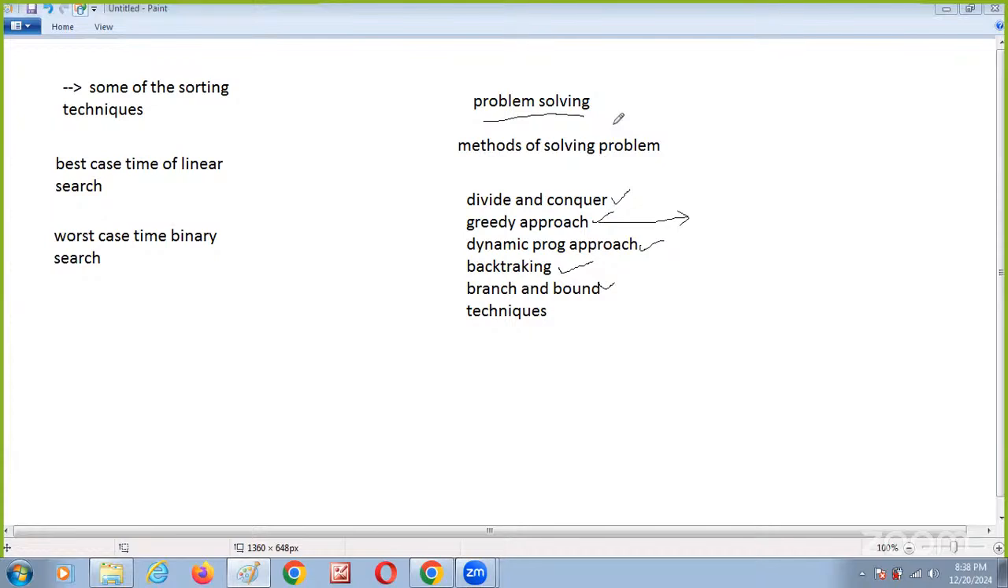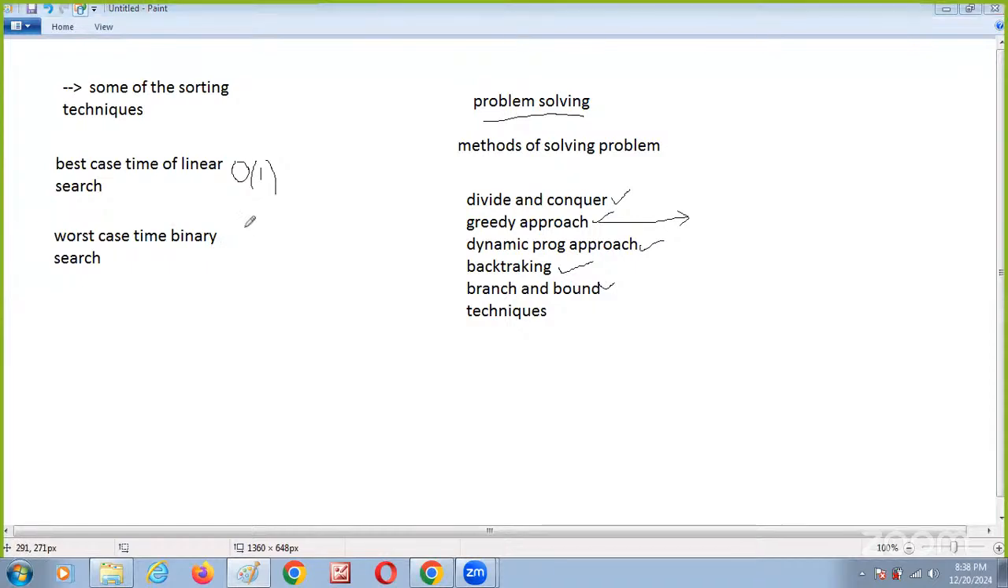What is the best case time complexity and what is the worst case time complexity? The best case time complexity of linear search is order of 1. What is the worst case time complexity of binary search?